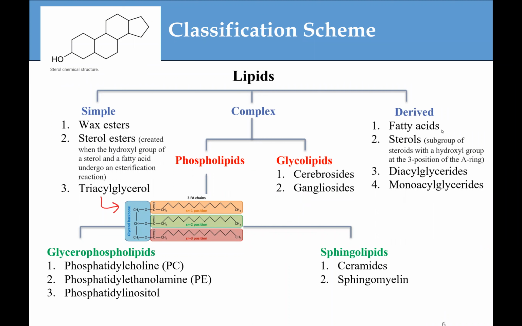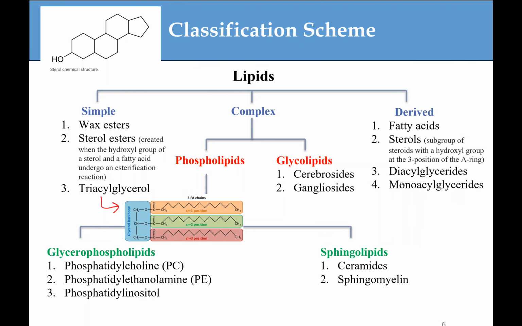For the derived, we have fatty acids. From here, we said this is a glycerol and these are the individual fatty acids. If we break it down, take 1 fatty acid, that would be what this is. Sterols: if we break down the sterol ester from the fatty acid that was connected here, we just get this, which is a sterol.